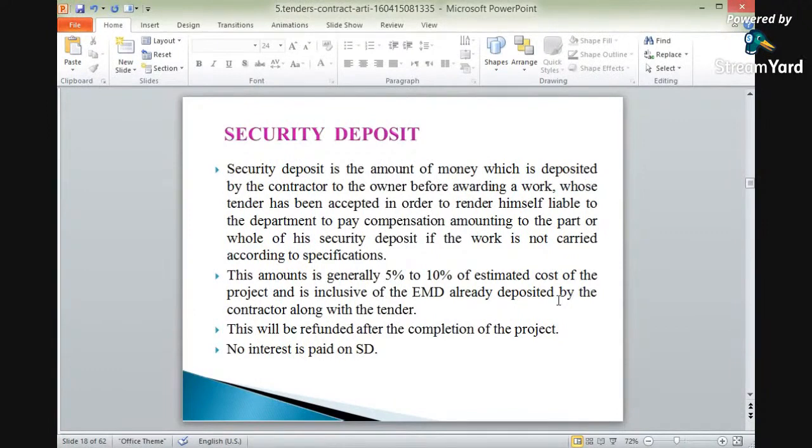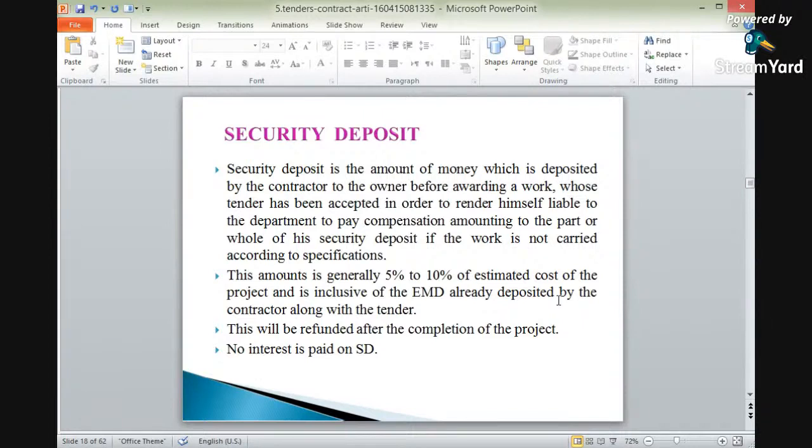Next important term is the security deposit. After EMD, the next important term is the security deposit. So what is a security deposit? Security deposit is the amount of money deposited by the contractor with the owner before awarding a work whose tender has been accepted. So EMD is before accepting the tender, and security deposit is after accepting the tender.